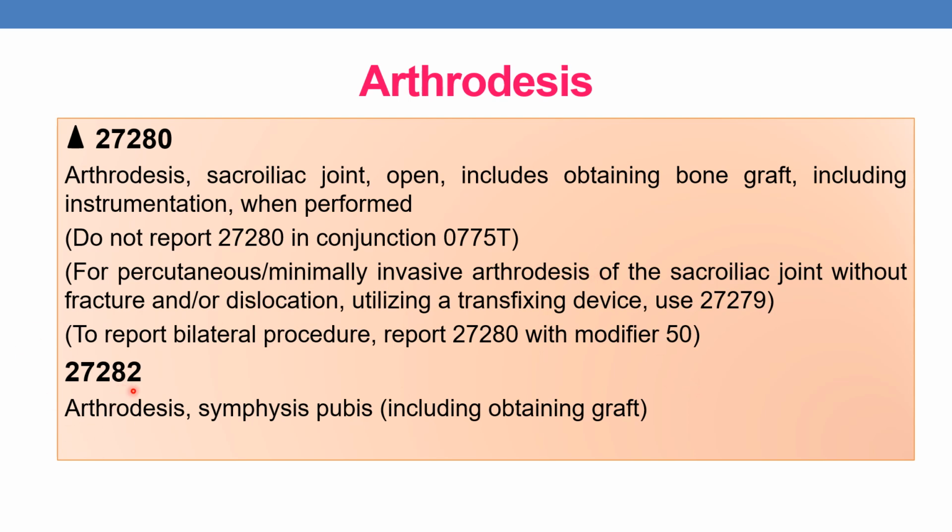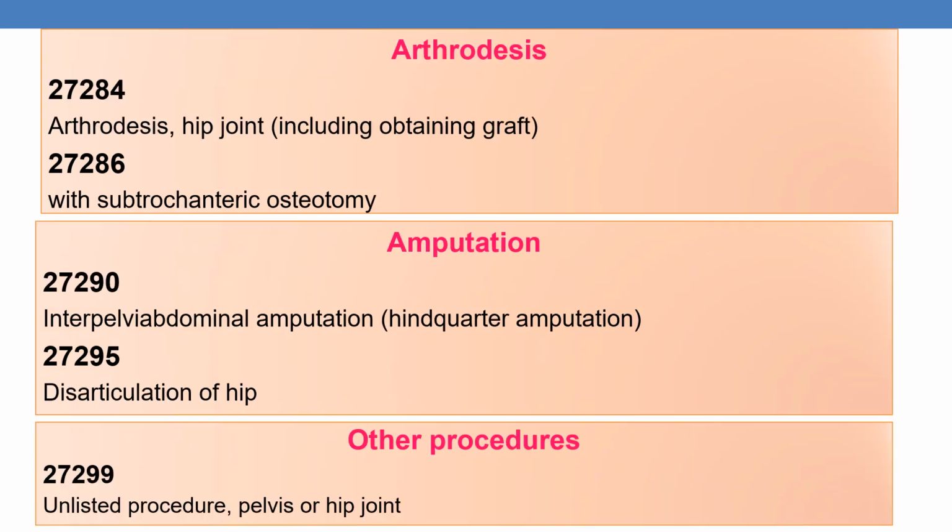The next CPT is 27282. It deals with arthrodesis, symphysis pubis. This also includes obtaining the graft when performed. The next is 27284. It deals with arthrodesis, hip joint. Next is 27286. It deals with arthrodesis, hip joint with subtrochanteric osteotomy. By this we complete the arthrodesis CPTs.